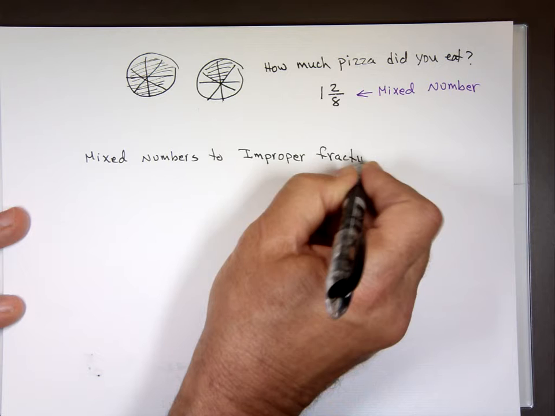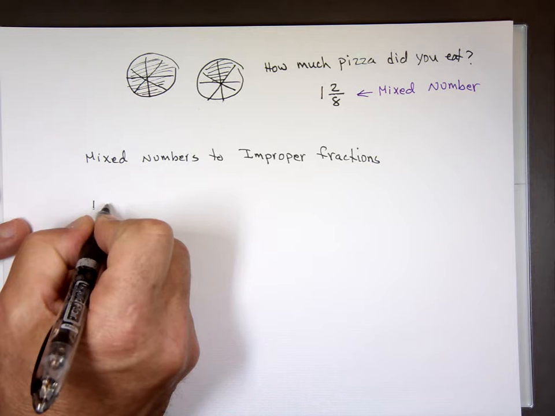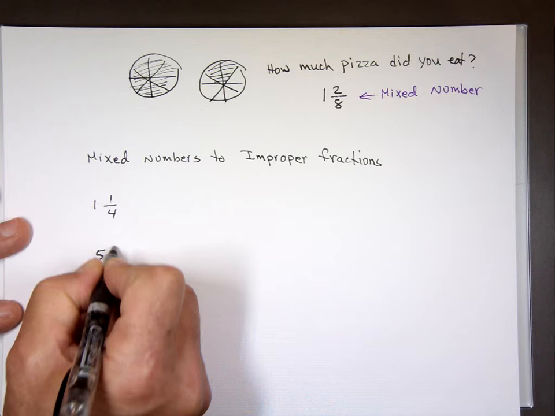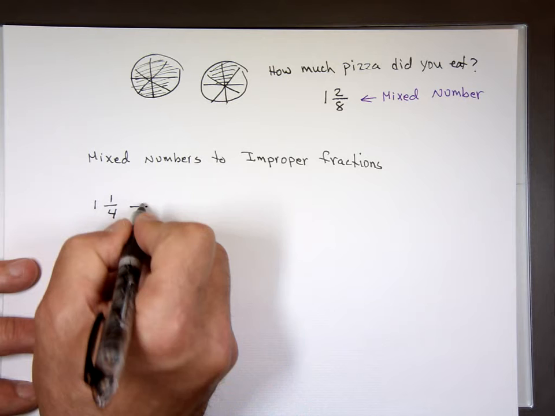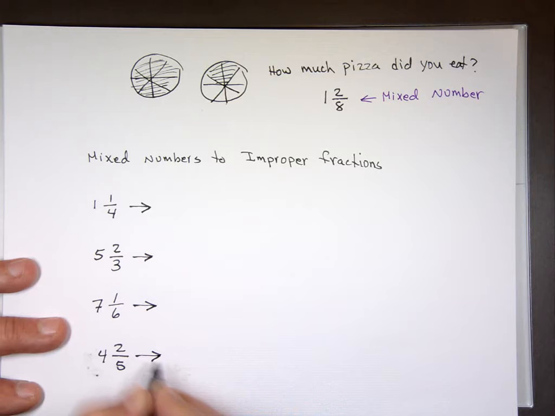Here are some mixed numbers: 1 1/4, 5 2/3, 7 1/6, 4 2/5. I want to change these to improper fractions. Every one of them. You said improper? Improper. Oh, okay.